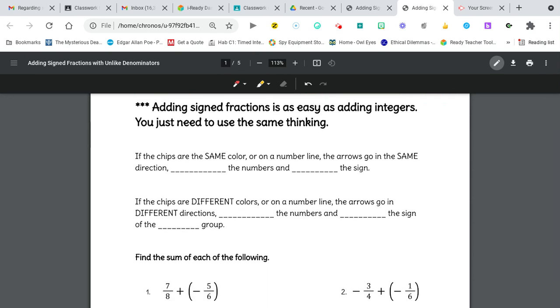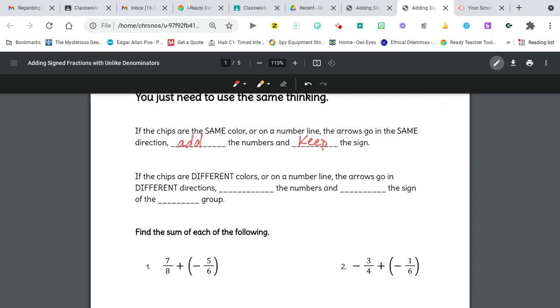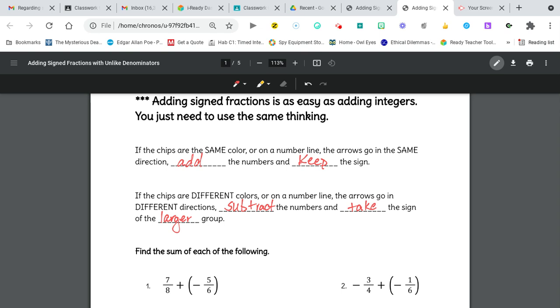So if the chips are the same color or on a number line, the arrows go in the same direction. Again, you want to add the numbers and keep the sign. Add and keep. If the chips are different colors or on a number line, the arrows go in different directions, you want to make sure you subtract the numbers and take the sign of the larger group, guys. So make sure like I said, you're taking notes, all right? So pause the video. I'm going to keep going, but you pause the video and you take notes.